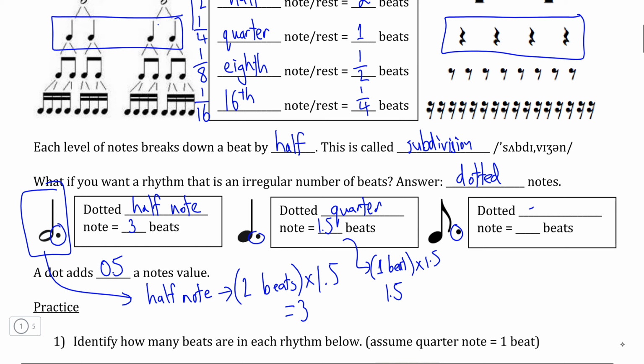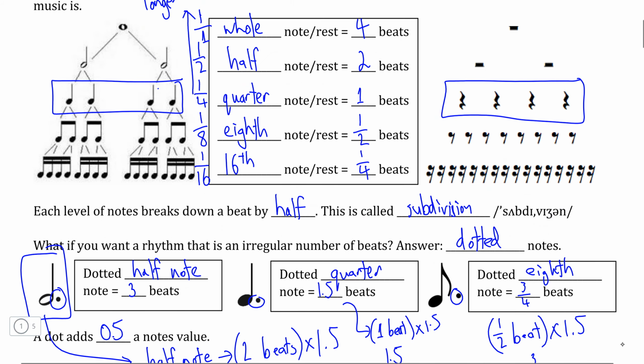And finally, if we have a dotted 8th note, we know that an 8th note is equal to half a beat, and if we were to take half a beat and multiply it by 1.5, we would end up with 3/4 or 0.75, meaning that a dotted 8th note is 3/4 of a beat, even though, again, this isn't divisible by 2, as every note or rest is on the subdivision tree.